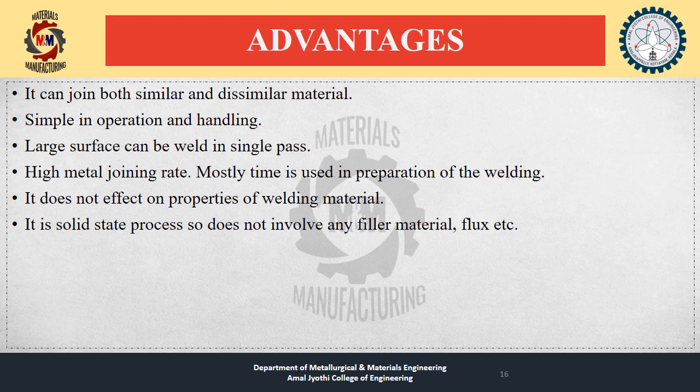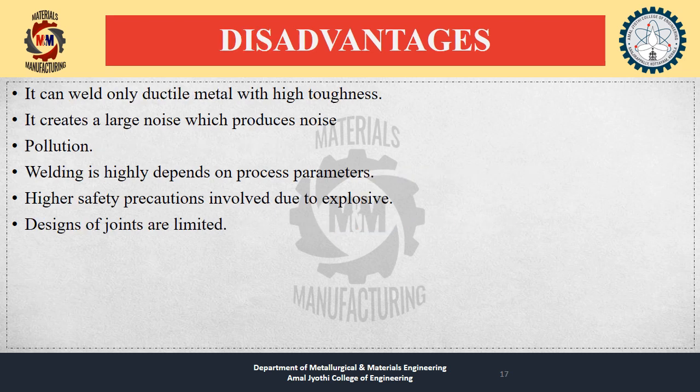And next one is the advantages. It can join both similar and dissimilar materials. Simple in operation and handling. Large surface can be welded in a single pass. High metal joining rate. Most of the time is used in preparation of the welding. It does not affect the properties of the welding material. It is a solid state process, so it does not involve any filler materials, flux, etc.